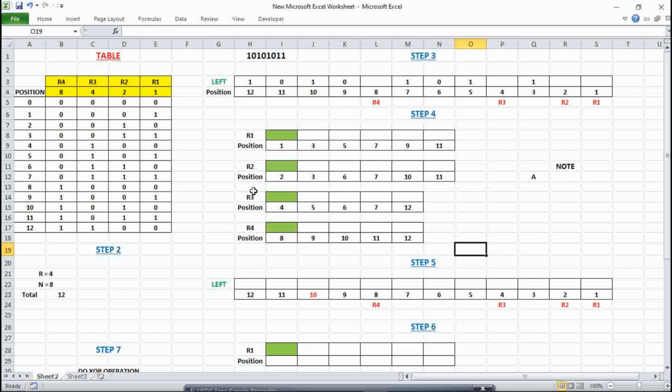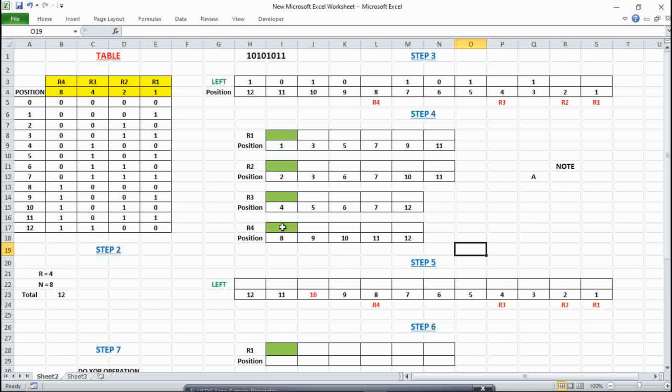I will repeat once more. The position you will get from this yellow step 2 table, and the R1 values you will get from this step 3 table. Now look, if you don't know the value of redundant bits, R4 is equal to 8 position, R3 is equal to 4 position, R2 is equal to second position, and R1 is equal to 1 position. I have written here R1, R2, R3 and R4. Now in this step 4 table, the green boxes are the value of these redundant bits.